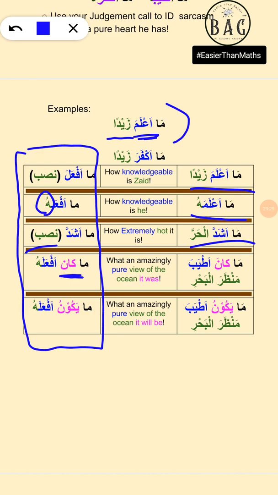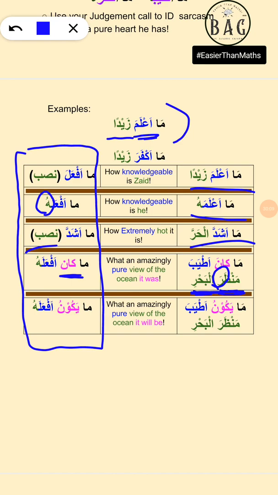So ma kana atyaba manzar al-bahri, it simply means what an amazingly pure view there was of the ocean. Manzar al-bahri is muzaf muzaf ilayh, because al-bahri is in jar form and manzara is light, without al, and it is nasab, meaning that it is the object of amazement. So what an amazingly pure view it was of the ocean. That's what it's trying to say.